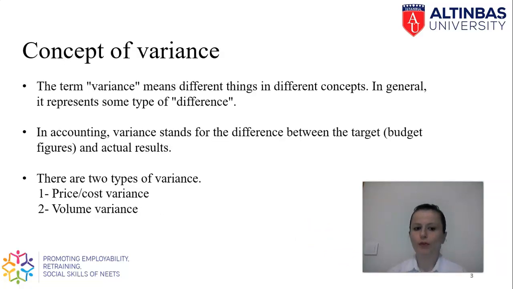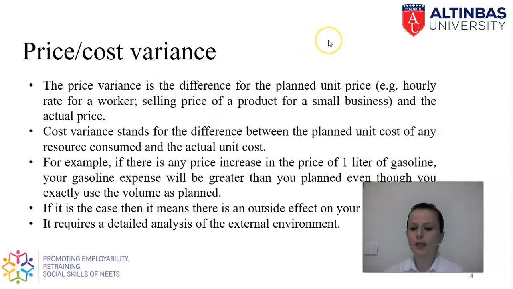The term variance means different things in different concepts. In general, it represents some type of difference between two things. In accounting literature, variance stands for the difference between your target, so budget figures in our case in this course, and the actual result. There are two types of variance: price or cost variance and volume variance. Knowing this difference is important to identify the reasons for the variance so we can improve our budgets in the future.